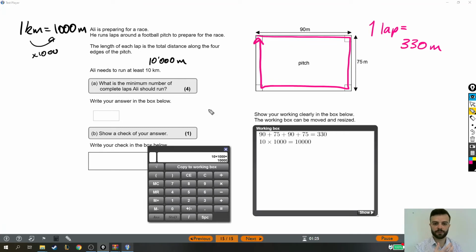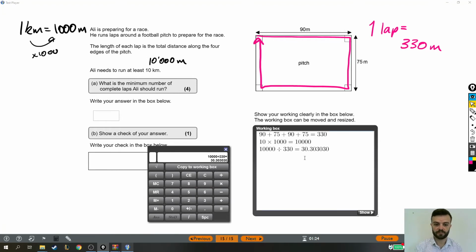So the next thing I need to work out is how many 330s does it take until you've made 10,000? So how many 330s are in 10,000? And just thinking about what I'm asking there, that means we've got to do a divide. I'm going to take 10,000 and divide it into 330s to see how many 330s are in 10,000, because that's how many laps he's going to do before he's gone a total distance of 10,000 meters. And this is the answer.